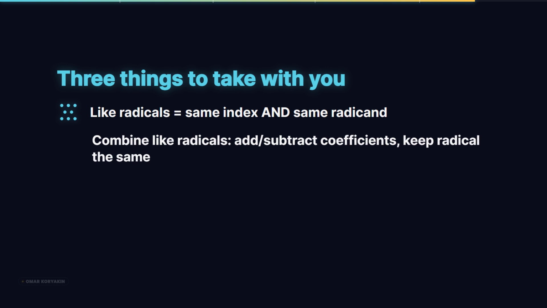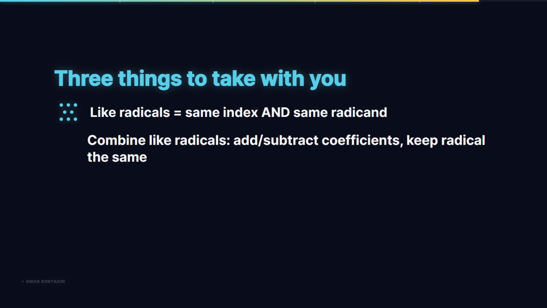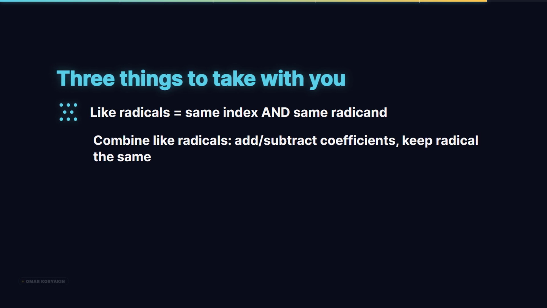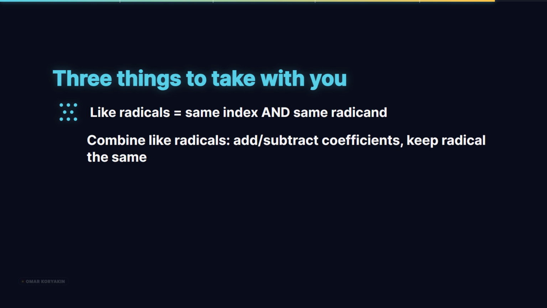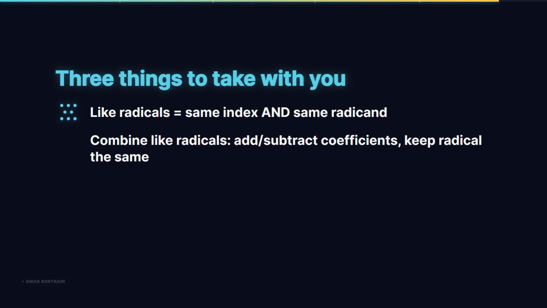When radicals are alike, combining is just adding or subtracting their coefficients. The radical part is treated as a single unit, like a variable in a polynomial. 3 root 2 plus 5 root 2 equals 8 root 2, exactly the same way 3x plus 5x equals 8x.